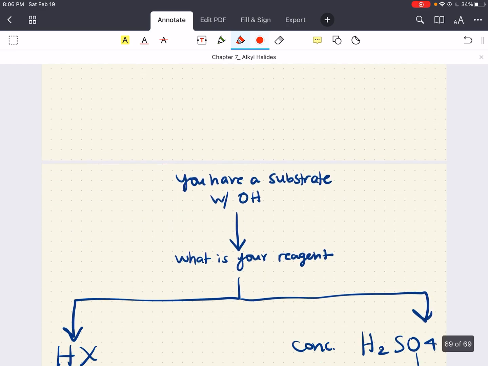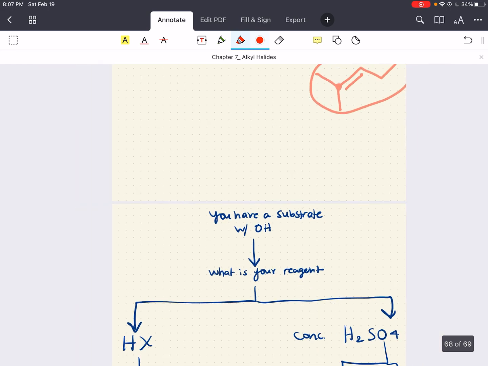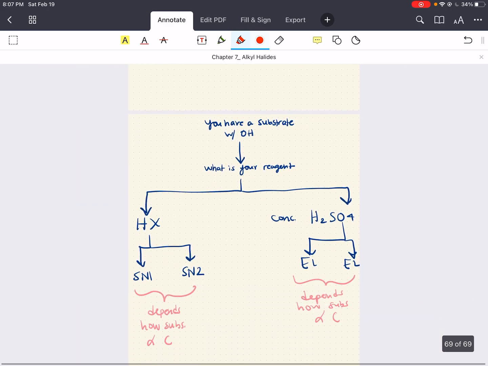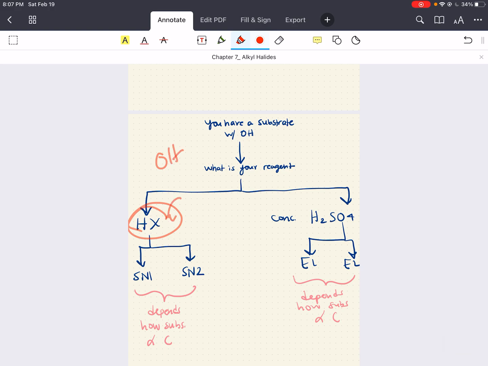That is all I have for you. These are just some random notes I left here about helping you identify: when you have an alcohol group and you see an HX acid, you know you're dealing with substitution reactions. If you see concentrated sulfuric acid, you're dealing with elimination reactions.